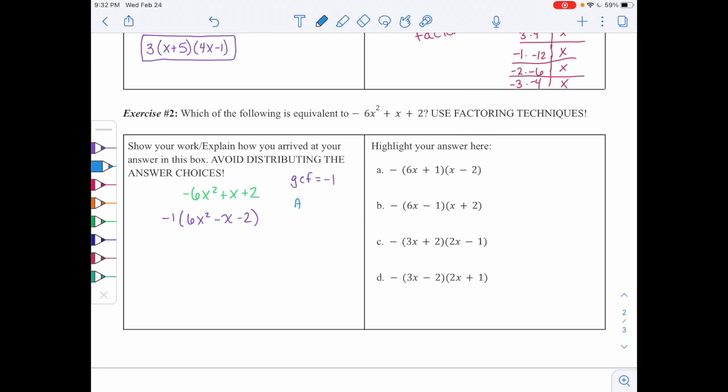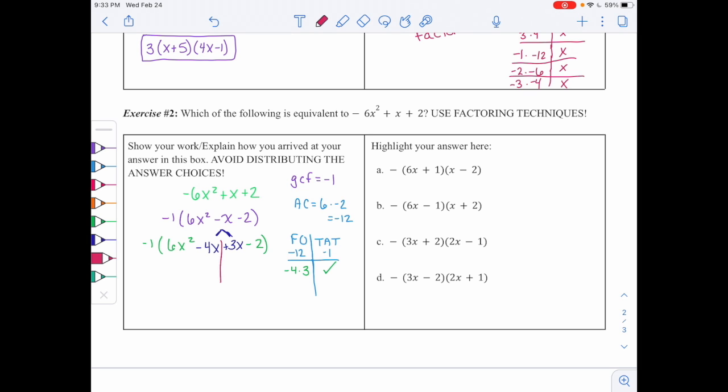Now I can use AC. I'm going to do 6 times negative 2 and get negative 12. So we want factors of negative 12 that add to negative 1. And we're going to get, how about negative 4 times 3? So I have negative 1 on the outside because that's my GCF, times my 6x squared didn't change. My minus 2 is not going to change. What's going to change is I'm going to split my middle to be negative 4x plus 3x.